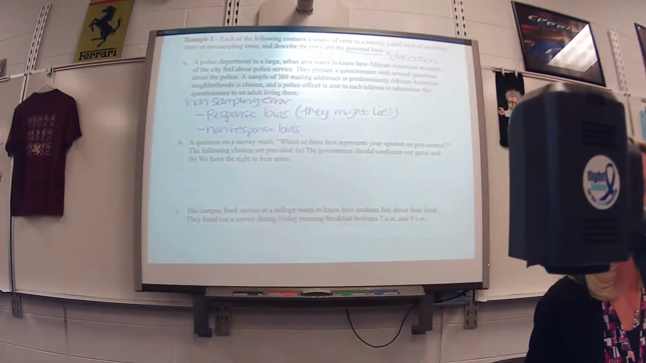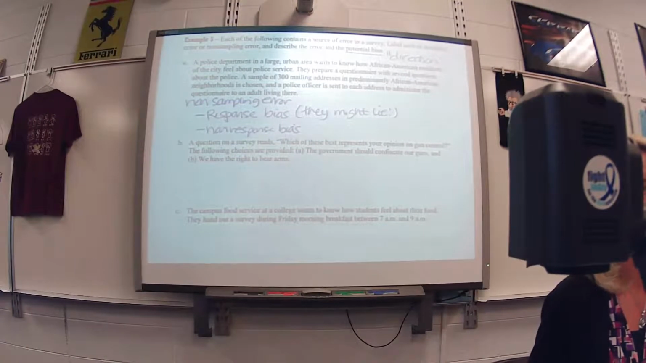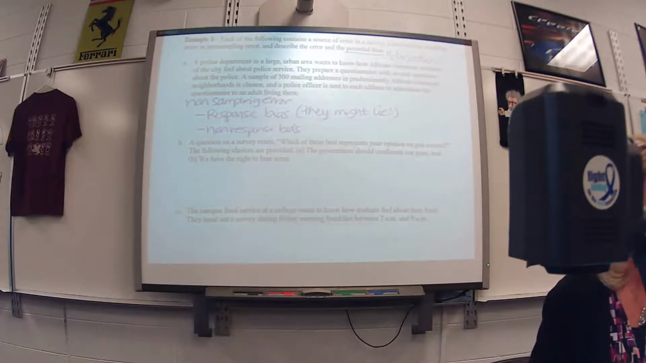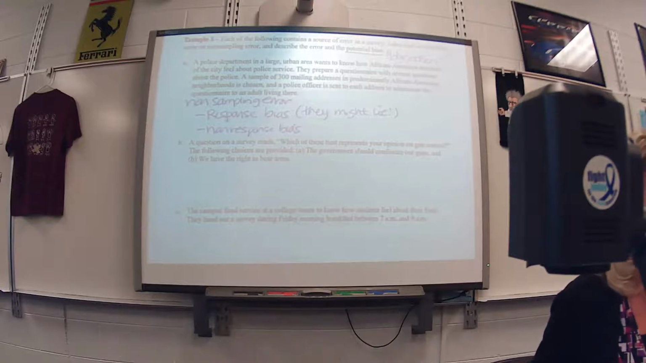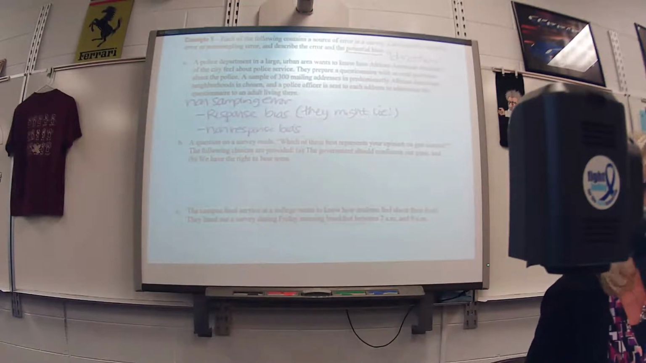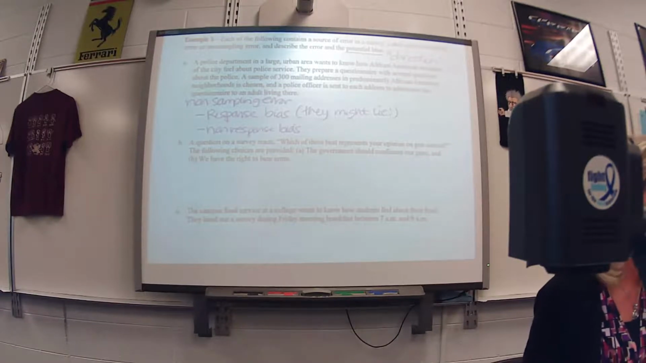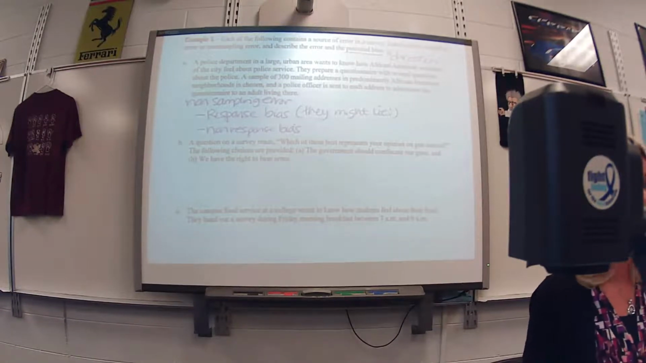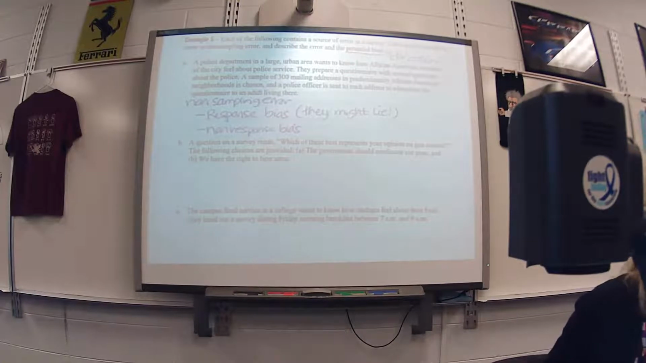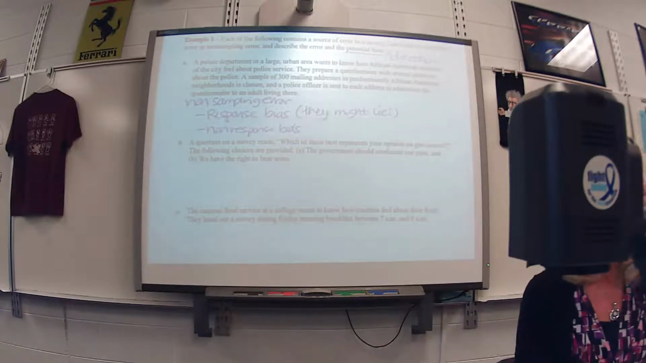What would non-response be in this situation? Pardon? They don't want to talk to the police officer. Okay. So in this situation, they don't even answer the door, right? They see a police officer on the porch, and what do they do? They maybe don't run, but they're just like, you know what, I'm not answering the door. I do that when salespeople come to my door. I've literally been known to crawl through my house so they don't see me looking through a window. Okay?